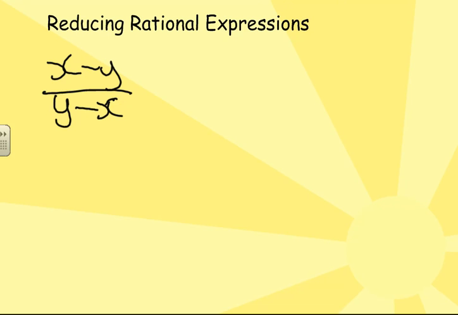Reducing rational expressions. How can we simplify this equation? Well, at first look, they're not the same, because x minus y and y minus x are two completely different things. But we can work a little bit of mathematical magic and reduce this expression. How do we do that?